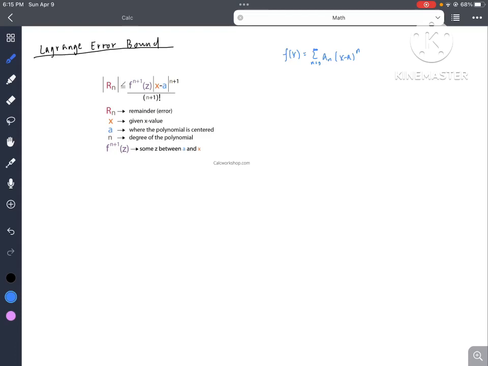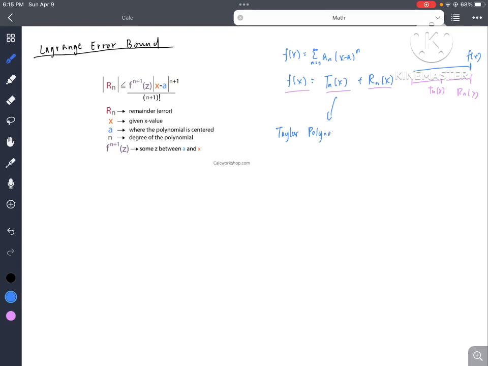Or alternatively, we can express it as a Taylor polynomial of a few terms, Tn of x, plus the remainder, Rn of x. So what this expression means is that we can express the function as the Taylor polynomial plus the remainder. If a function is supposed to go to this place, we can have the Taylor approximation go up to here, and the rest is the remainder. T just represents a Taylor polynomial with n terms.